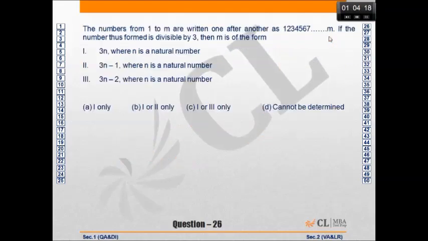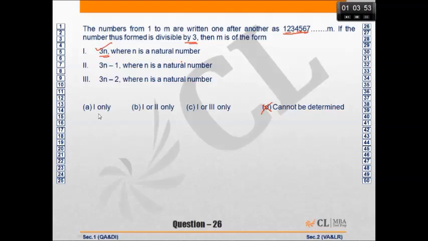The numbers 1 to m are written one after the other as 1, 2, 3, 4, 5, 6, 7 up to m. The number thus formed is divisible by 3. Then m is of the form 3n. Yes, it will be 3n, because if I look at the first 6, the sum of digits 1 plus 2 plus 3 plus 4 plus 5 is 15, a multiple of 3. So the sum of digits is fine. So option 1, cannot be determined, can be removed.